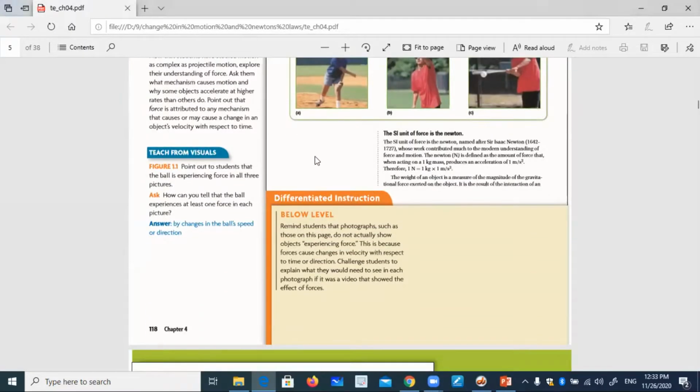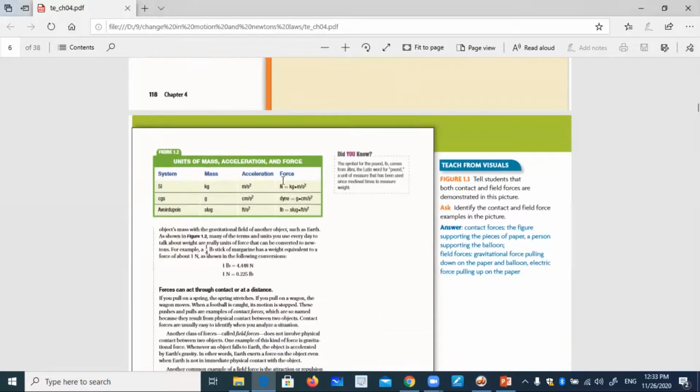Now we can measure force using the unit Newton. Newton equals kilogram meter per second squared. This is the international system unit for force. We have other units of force: Dyne, which equals gram centimeter per second squared, and lb, which means pound. Pound equals slug feet per second squared.